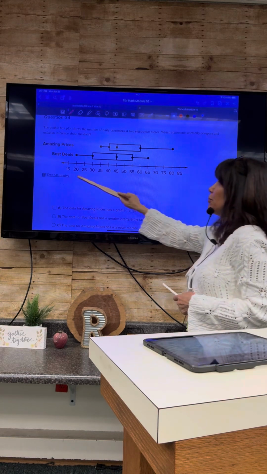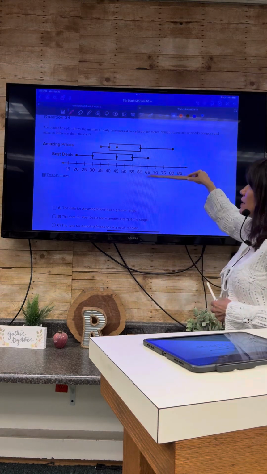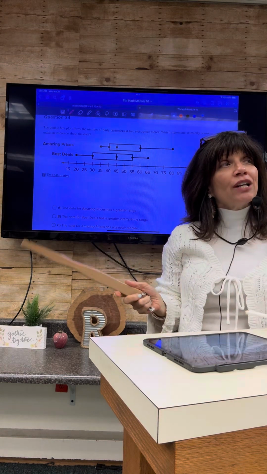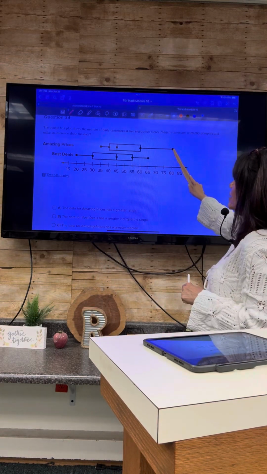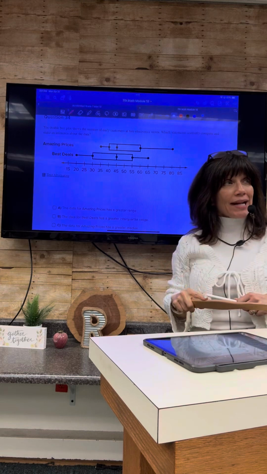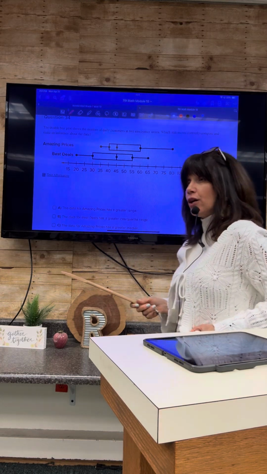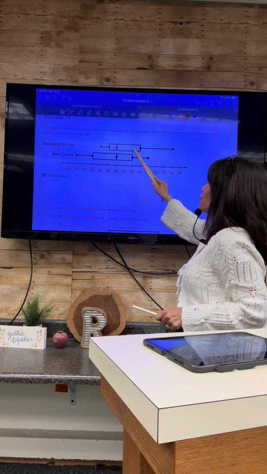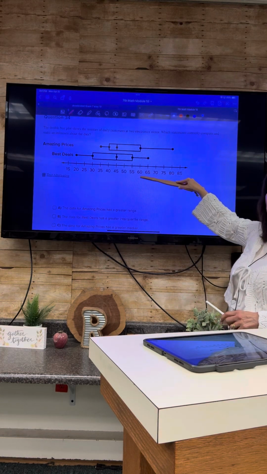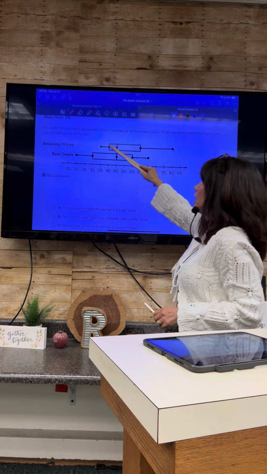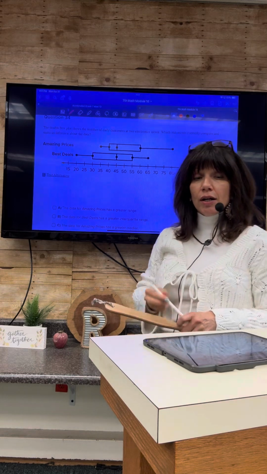What was the lowest number of customers ever at Best Deals? And the highest? 65. Now, if I were trying to find the range of each of these stores, what would I do with the highest number and the lowest? Subtract. Excellent. If I were trying to find the IQR, the interquartile range, what numbers would I use from this box for Amazing Prices? The higher number would be 60. Subtract the lower number? 40. So what would that be for the IQR?